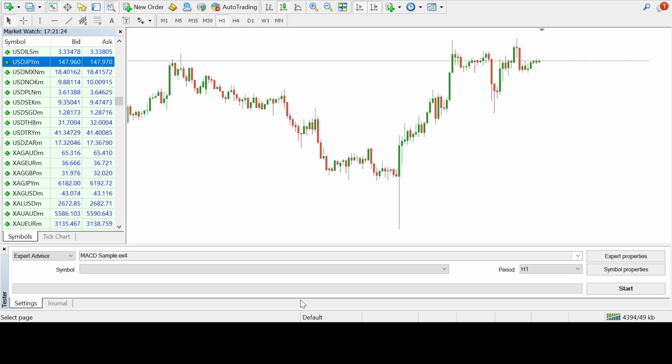You also need to understand the difference between market maker and ECN execution models. Market makers create their own prices and take the opposite side of your trade. This can lead to a conflict of interest because they profit when you lose. The ECN platform, on the other hand, connects you directly to liquidity providers, giving you access to real market prices.